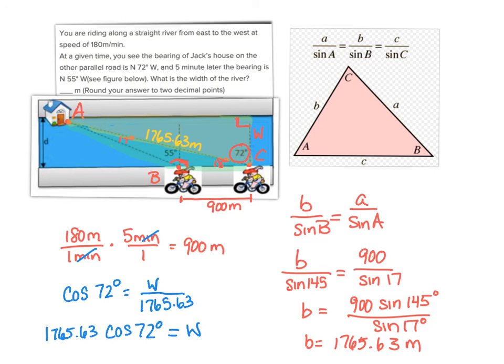We have that number in our calculator. We're going to hit times the cosine of 72 degrees. And we get the width of the river is 545.61 meters. And that is the answer to our prompt.